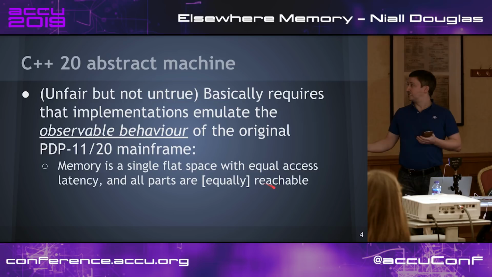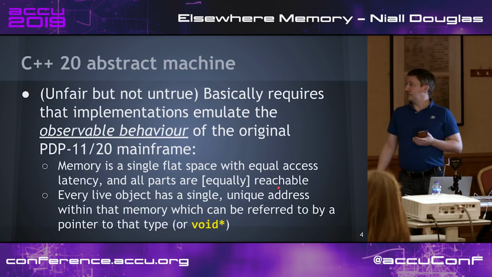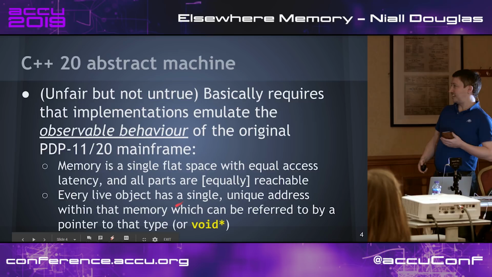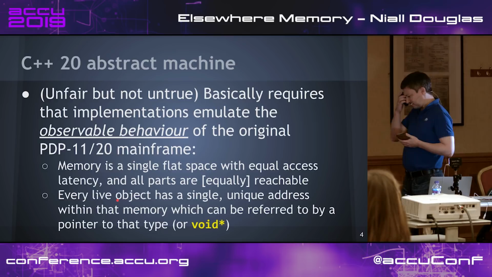Every live object up until C++20 has a single unique address within that memory, which can be referred to by a pointer of that type or void pointer. Slightly changed in C++20 in a way that's not really very important for this talk, but you can actually say that every single alive object has a unique address.